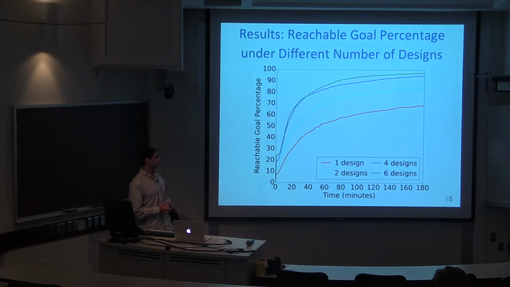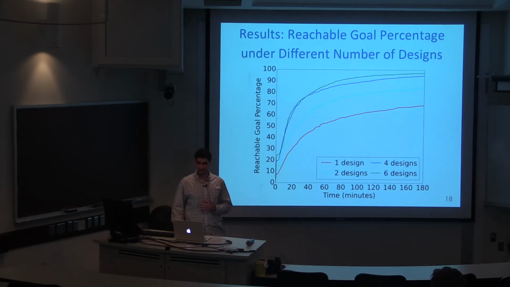And here are some quantitative results in support of this conjecture. We can see in the red that one design, after many hours of computation, was only able to reach a little under 70% of the lung, whereas if we use six designs in conjunction, we can reach 97% of the lung.